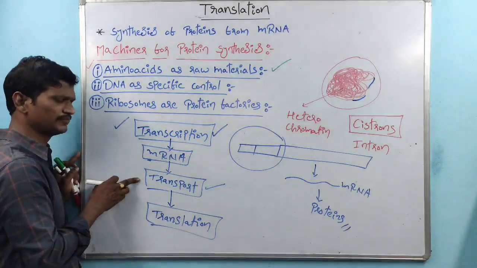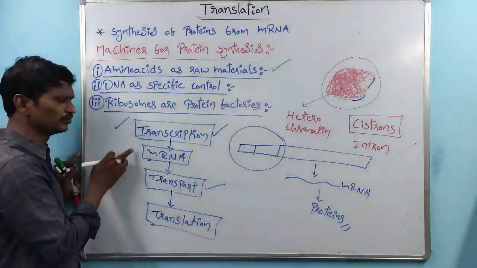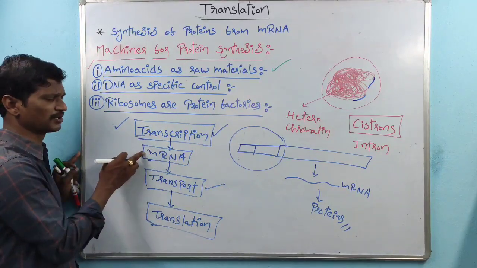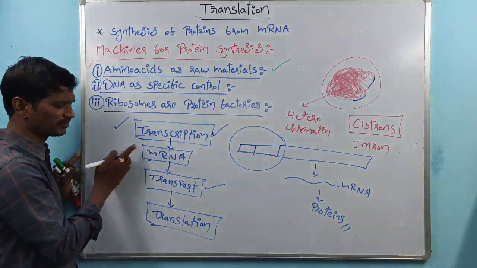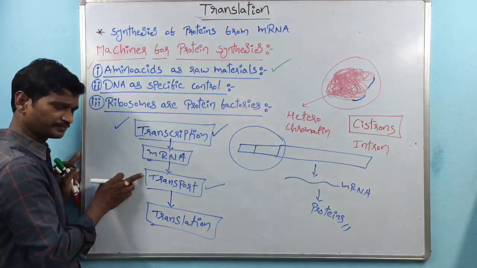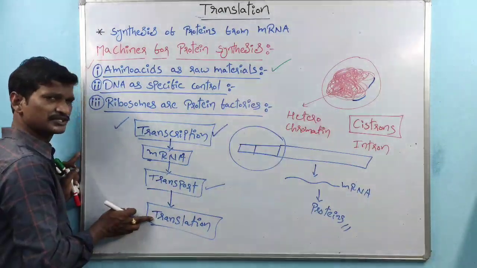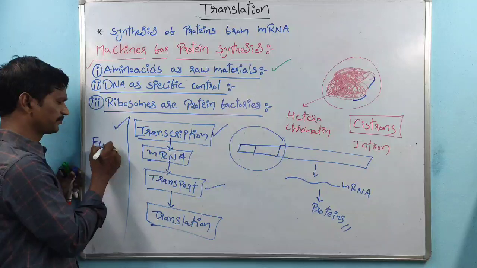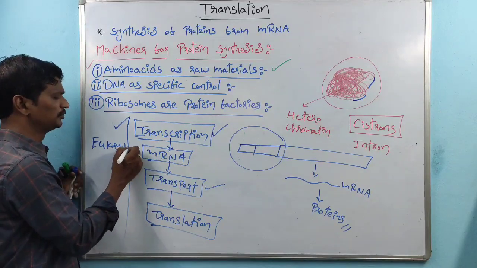After that, transportation. See, between these two there are the 5' cap and 3' poly A tail, the post-transcriptional modifications that take place. After that, transportation takes place. After that transportation, translation takes place. So all these take place in eukaryotes.